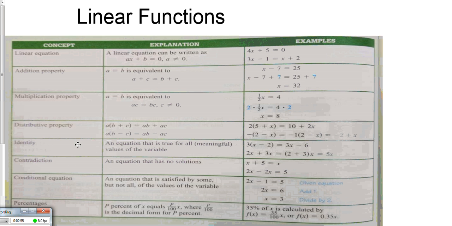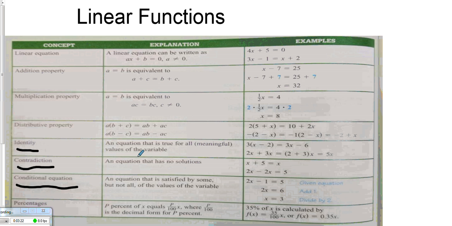An identity. So these three, identity, contradiction, and conditional equation. There's not a whole lot of good homework problems, so I'm going to do the best I can to give you some practice, but I do want you to know these three things: an identity, a contradiction, and a conditional equation. These are all different kinds of equations that will equal something different in the end.